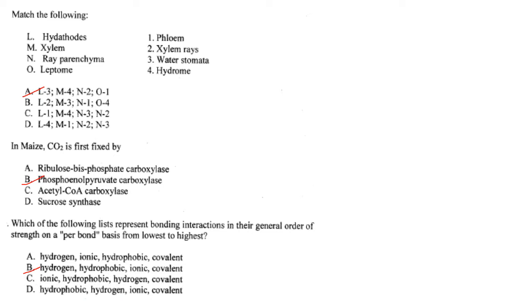In maize, carbon dioxide is fixed first by phosphoenol pyruvate carboxylase. Why? Because maize is a C4 plant and it is having C4 carbon fixation.